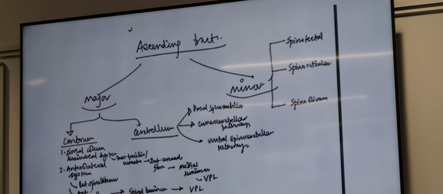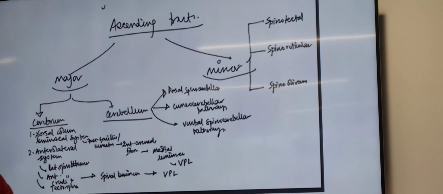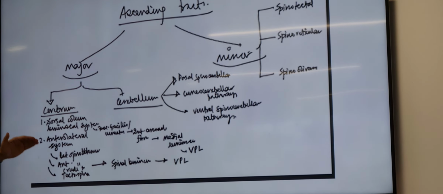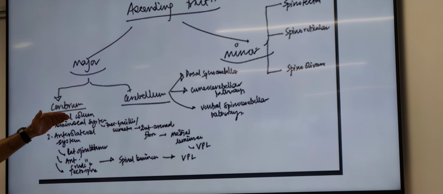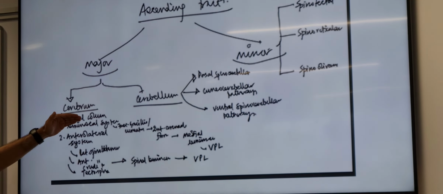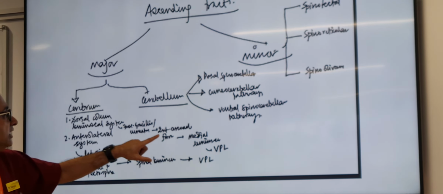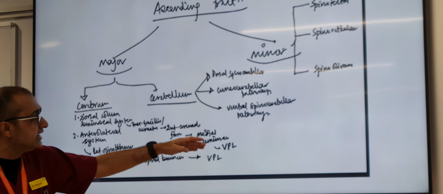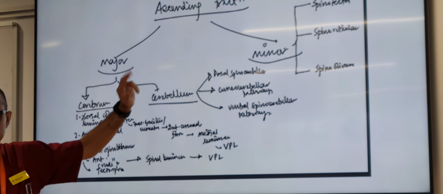So the ascending tracts, what we should know as the major tracts, are the dorsal column and the anterolateral system. The dorsal column fibers don't cross the midline at the level of the spinal cord; they go to fasciculus gracilis and cuneatus, then through the medial lemniscus to the ventroposterolateral nucleus of thalamus, and then to the cortex.